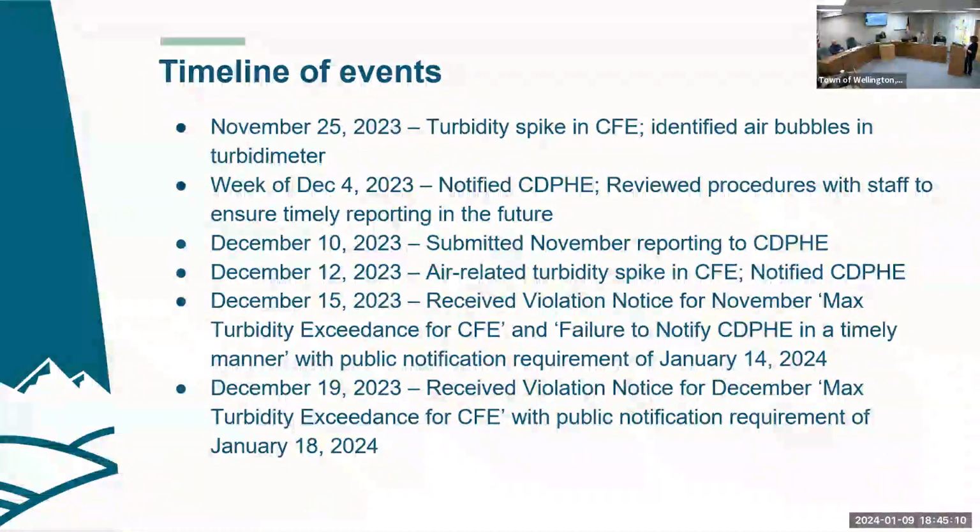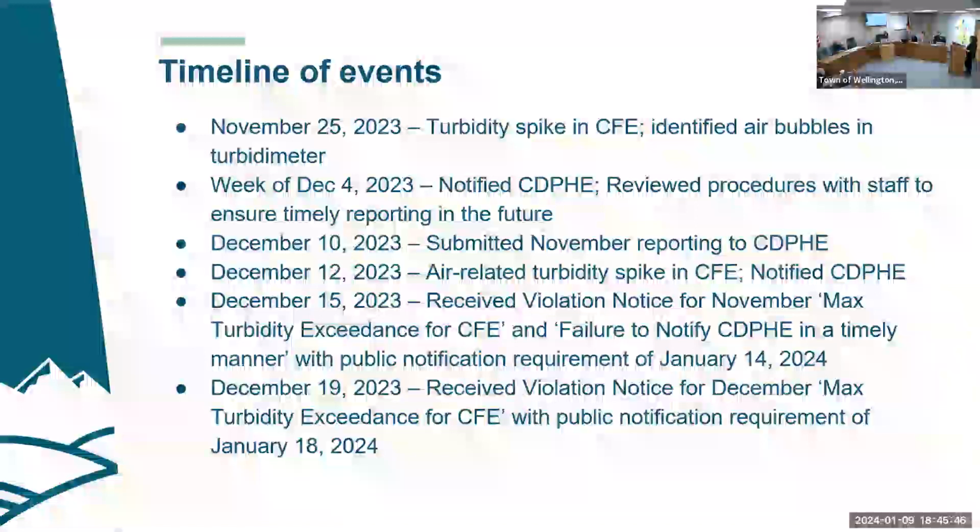So there's a lot of timeline bouncing around here, but we had an episode that took place on November 25th. We notified CDPHE as soon as we became aware of it, which was the week of December 4th. It takes them some time. They did not issue us a violation until the data for the previous month had been submitted in full. So we received that violation on December 15th, both for the maximum turbidity exceedance and for the failure to notify the department, CDPHE, in a timely manner.